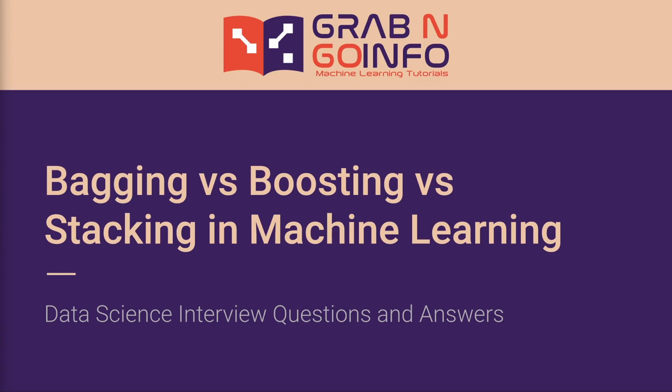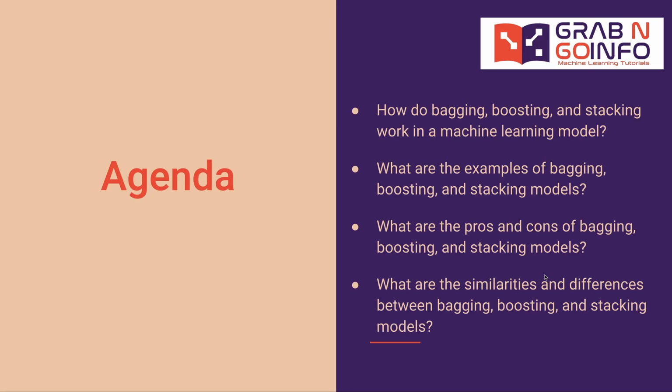In data science interviews, ensemble machine learning methods such as bagging, boosting, and stacking are commonly asked questions. An ensemble method is a way of combining the results from many machine learning models to achieve better prediction results. In this tutorial, we will talk about how do bagging, boosting, and stacking work in a machine learning model. What are the examples of bagging, boosting, and stacking models? What are the pros and cons of bagging, boosting, and stacking models? What are the similarities and differences between bagging, boosting, and stacking models?